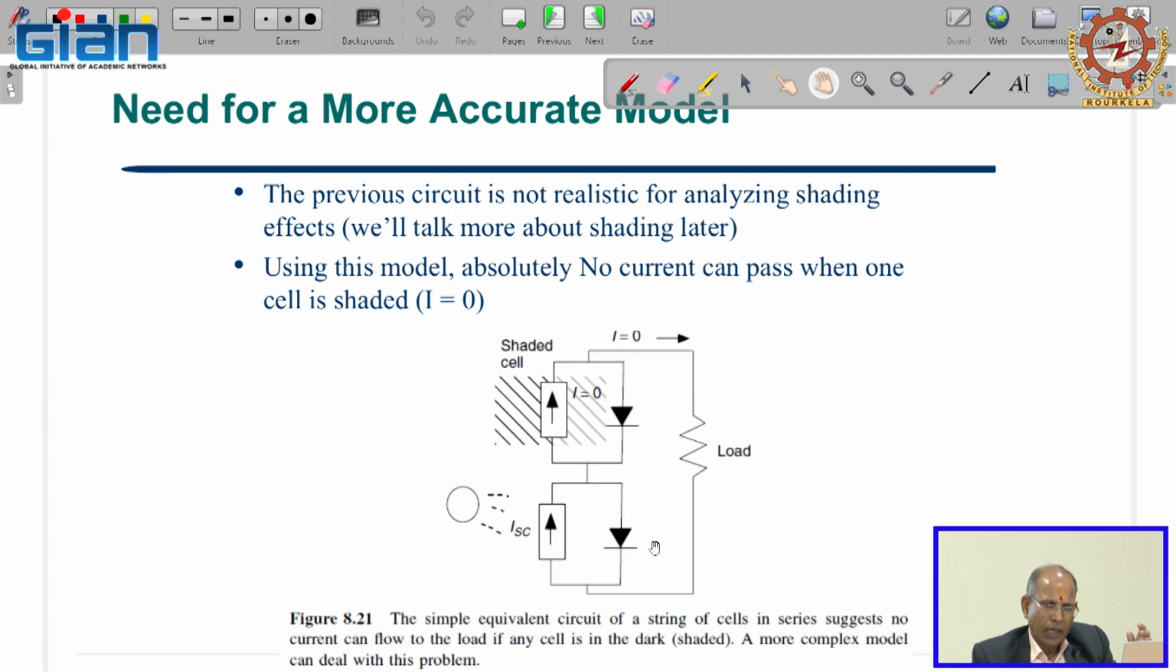Whatever model we considered, if one cell is made dark, how much will the current in the circuit be? With ISC, this cell dark and the diode connected in the opposite direction, the current becomes almost zero. That's the issue with what we call shading, but the situation is not that problematic.